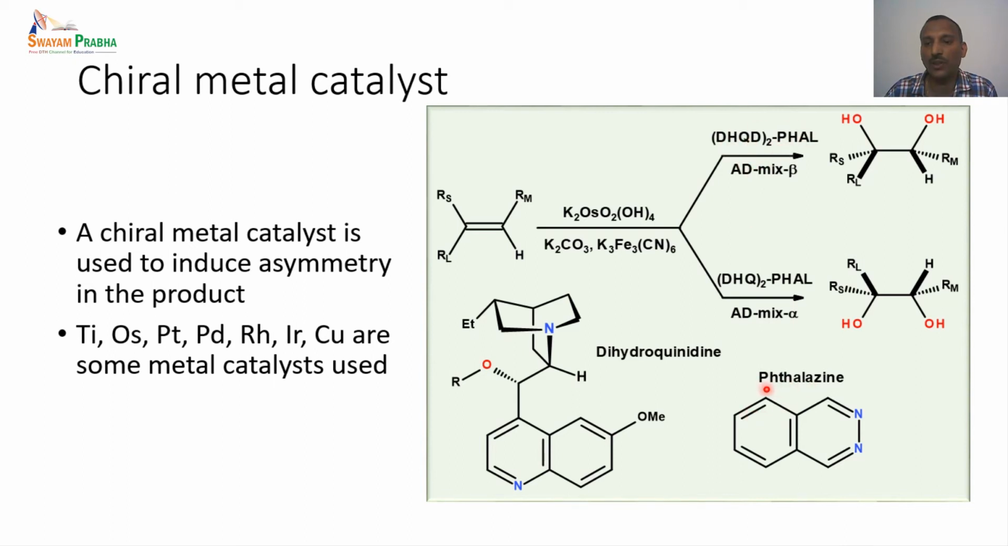It has both the phthalazine unit, that is the PHAL, and dihydroquinidine, that is the DHQD2. These two form a complex in the presence of the osmium metal to give the required dihydroxylated product. Along with that, other metal catalysts that can be used include titanium, platinum, palladium, rhodium, iridium, copper, etc. Many transition metals are used as chiral metal catalysts in many reactions.